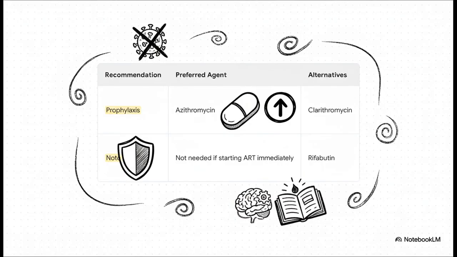For Mycobacterium avium complex, or MAC, the top choice is azithromycin, 1,200 milligrams once a week. Now, here's an important caveat. If a patient is starting effective ART right away, you might not even need this prophylaxis. Why? Because the goal becomes getting their immune system back online as fast as possible.